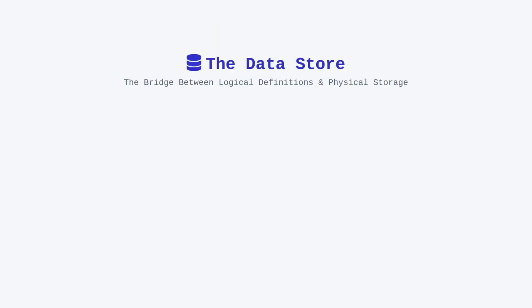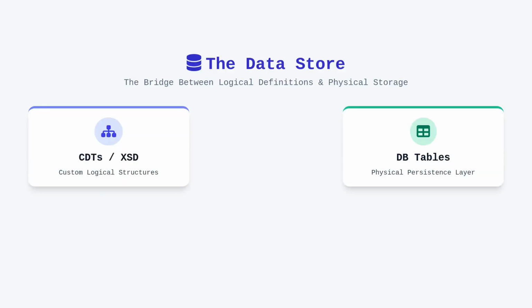The bridge between these logical definitions and physical storage is the data store. Think of the data store as the configuration layer that maps your CDTs to specific database tables and handles the complexities of persistence. Within this object, you define the entity mapping, which links your custom XSD structure to a physical database table name. Crucially, this is where you enable auto-generation for primary keys, ensuring that every record receives a unique identifier without manual intervention. You should always ensure that your primary key is clearly marked with the appropriate tags in your XSD, or the data store will struggle to identify it as the identity column.